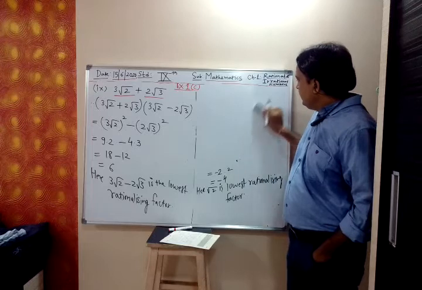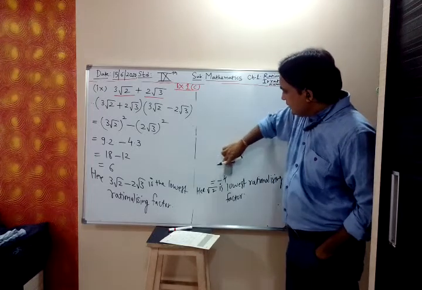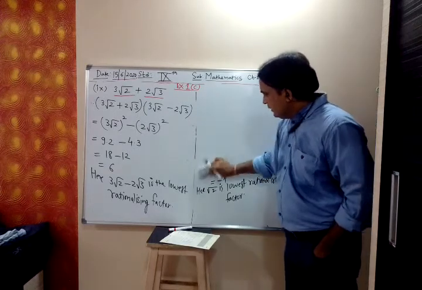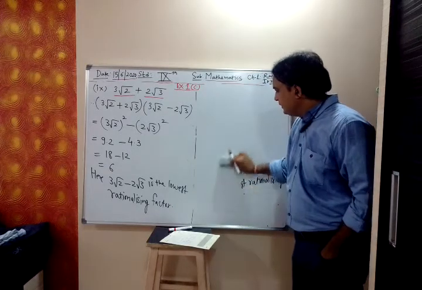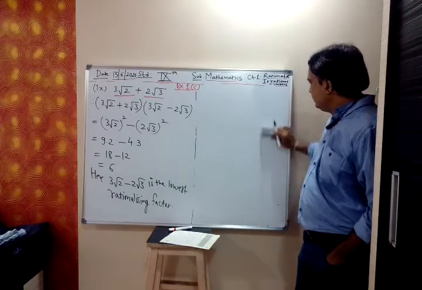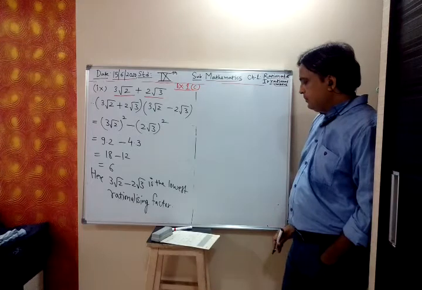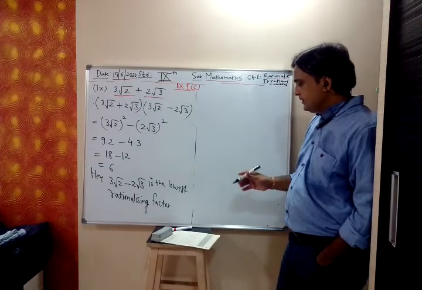When you multiply the given number, the irrational part vanishes or disappears. There is no irrational part. After multiplying the lowest rationalizing factor, you get the rational number. There is no irrational term after multiplying the rationalizing factor.